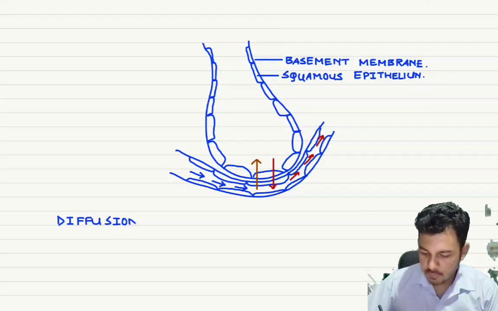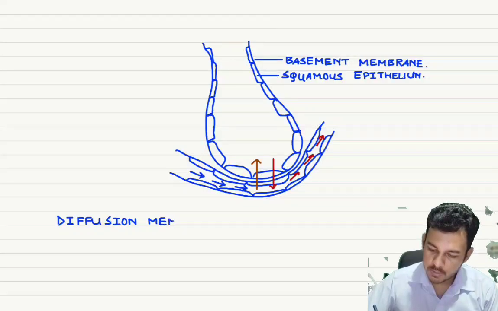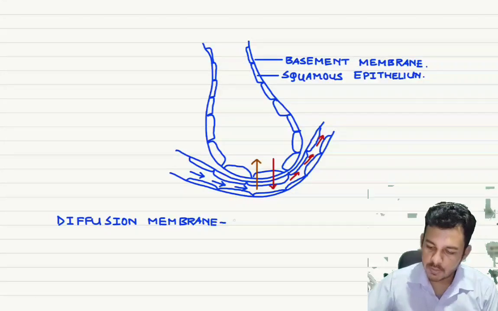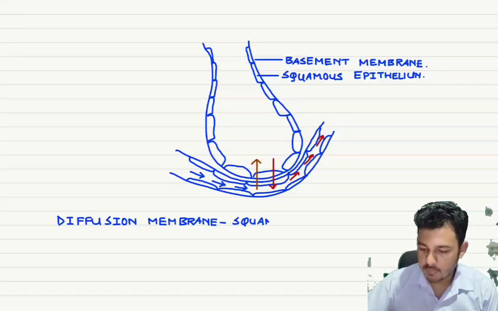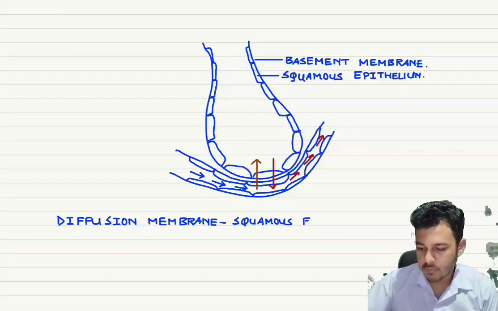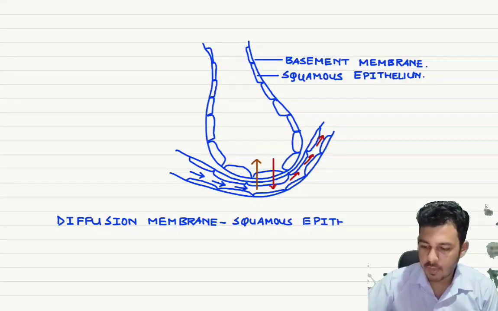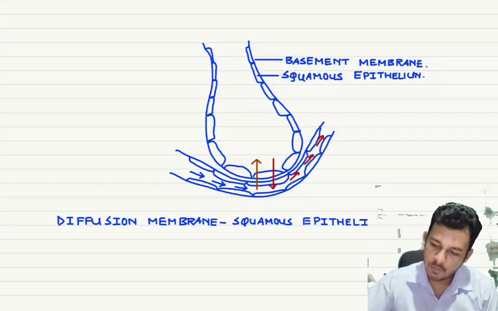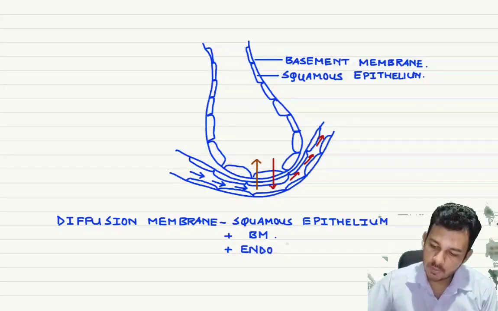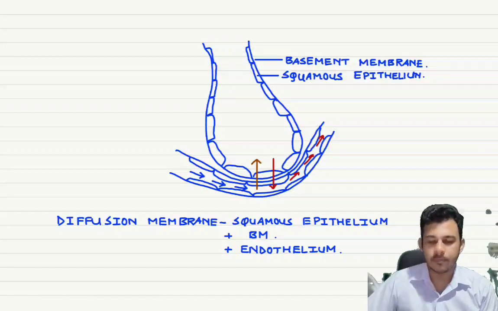So the diffusion membrane consists of three things, or you can say three structures. Those three structures are the squamous epithelium of the alveoli, and in between the epithelium and endothelium what you had was the basement membrane. Basement membrane is written as BM, and at last you had the endothelium. This endothelium was of the blood capillary. So this is a very important membrane to remember, the diffusion membrane.